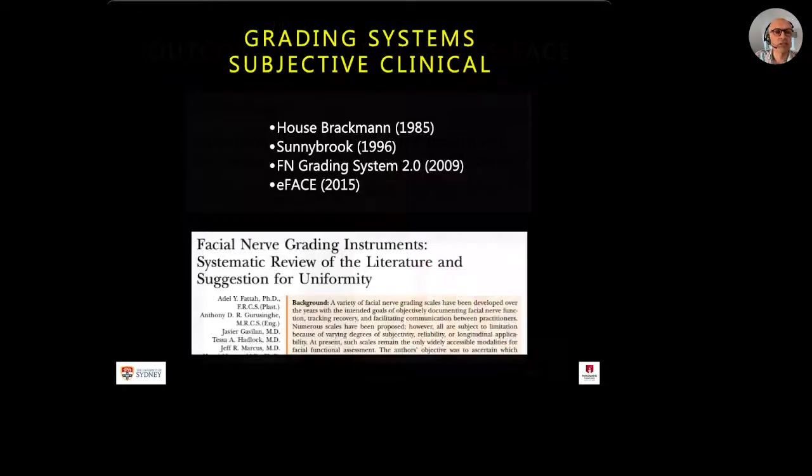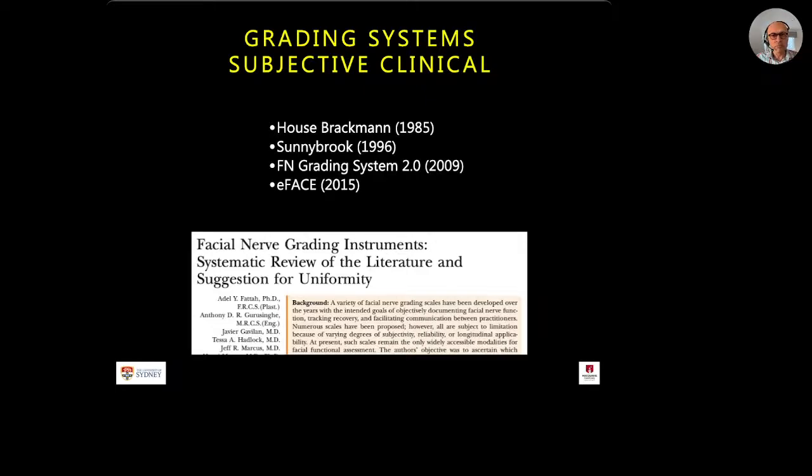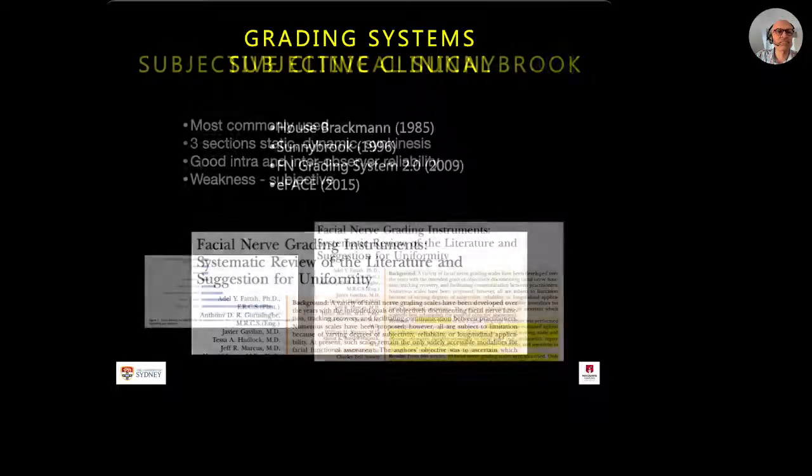In terms of subjective grading, there are generally a handful of grading systems that are being used. The oldest and most well-known is likely the Brackmann grading system from the mid-80s, and then the Sunnybrook from Toronto. The Facial Nerve Grading System 2.0 was really an attempt to try and modernize the Brackmann system, and then adding electronic recording to this sort of a subjective grading system is the eFace system.